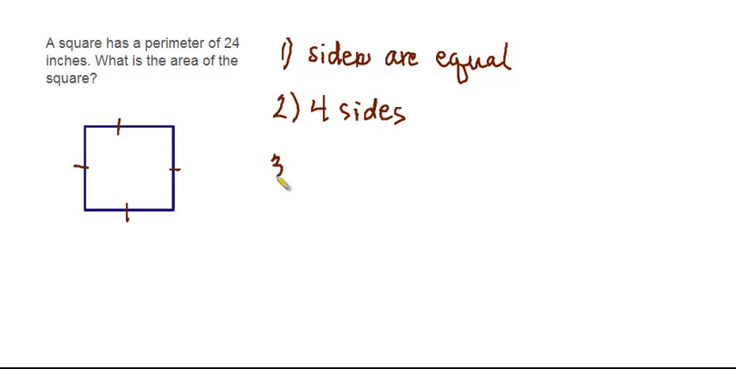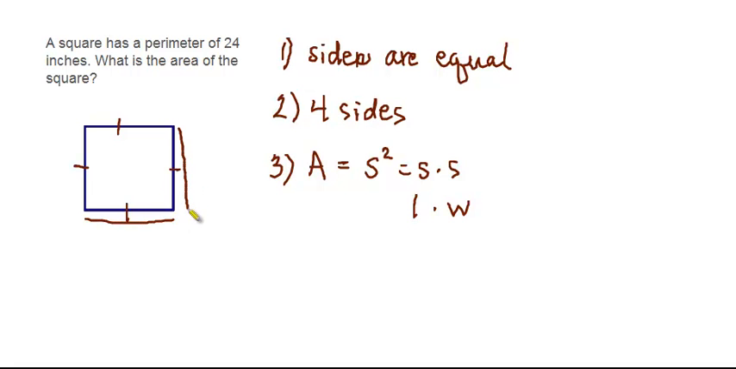And we also know what the formula is for area of a square. So the formula is area is equal to side squared, which is side times side, or you can think of it as length times width. So you would take this side and multiply it by this side, or you could take another side and multiply it by another side. It doesn't matter, you'll get the same thing.